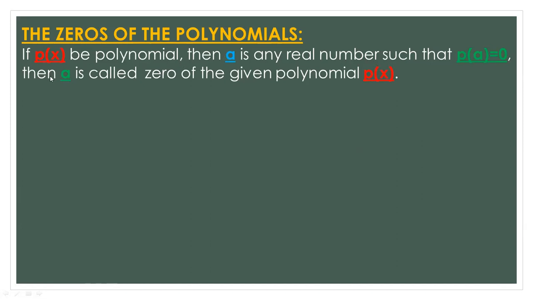In the previous point, what we have learned is the value of the polynomial, where we substitute some real number to get the value of the polynomial. Okay. So how do you find out that real number? It means zeros of the polynomial. If p of x is a polynomial and a is any real number such that p of a becomes 0, then a is called a zero of the given polynomial p of x, whatever the variable we have substituted with the real number a in place of x.